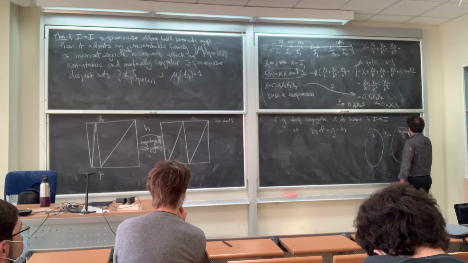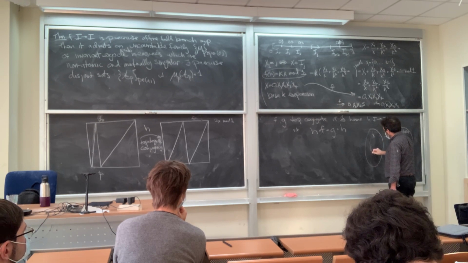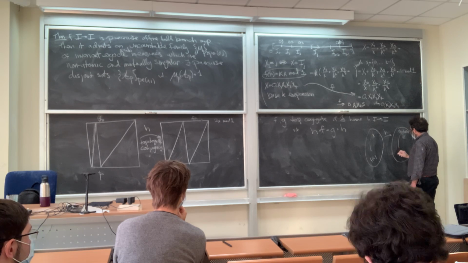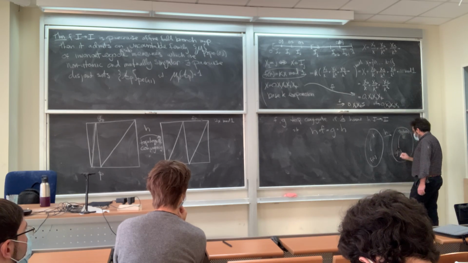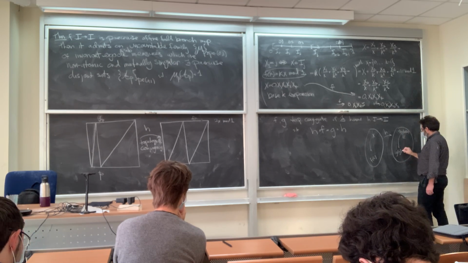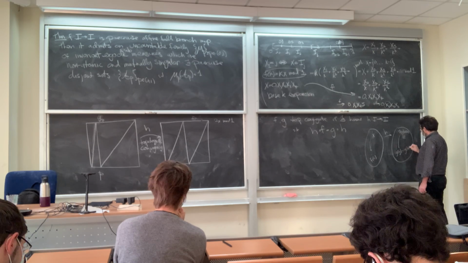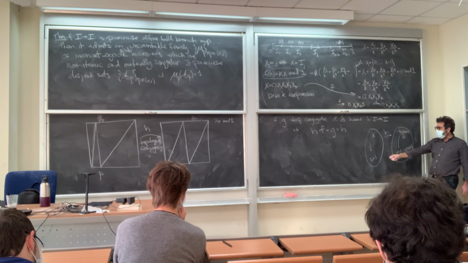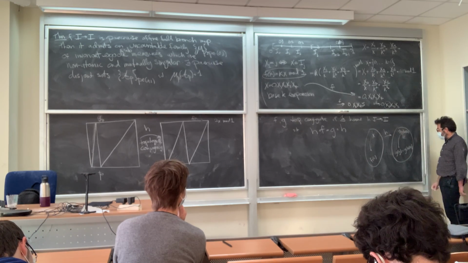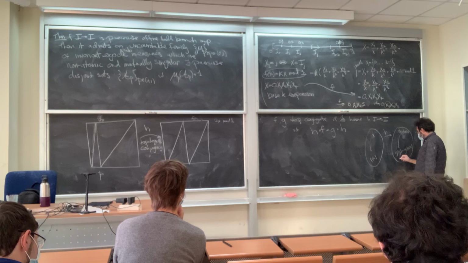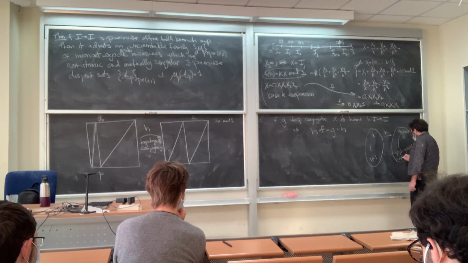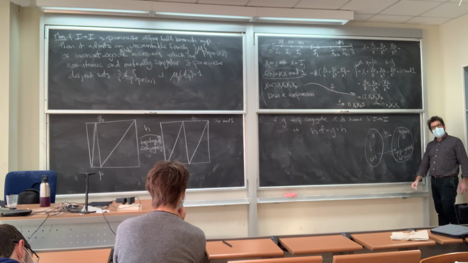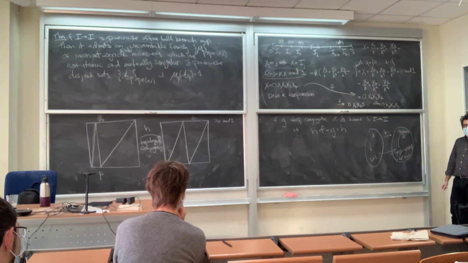Y equals H of X, right? And then here you apply F, and then here you apply G, G of Y, and G of Y means G of H of X. You want to make sure that H maps these points to this point, right? So you want this to also be equal to H of F of X. This is the conjugacy that maps orbits to orbits.